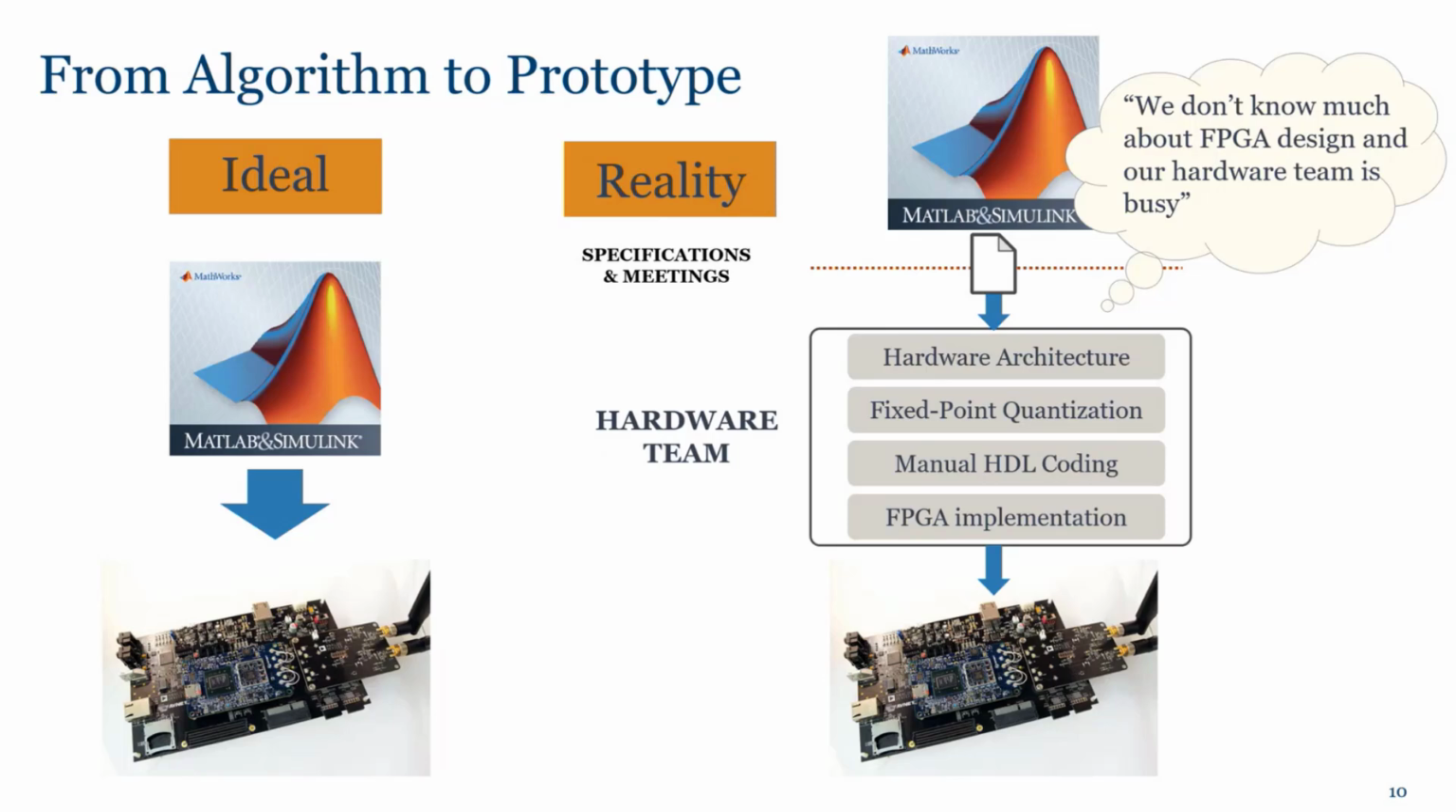We need to answer questions about hardware architecture, how we are implementing our algorithm. We need to see the effect of fixed point quantization on our model. So going from floating point to fixed point, how will it be affected and what error is introduced to our model. We also need to see if we have some legacy code, some handwritten code, that we need to integrate in our Simulink model. And finally, we need to see how we can implement directly into an FPGA. So that's what we'll be visiting today.